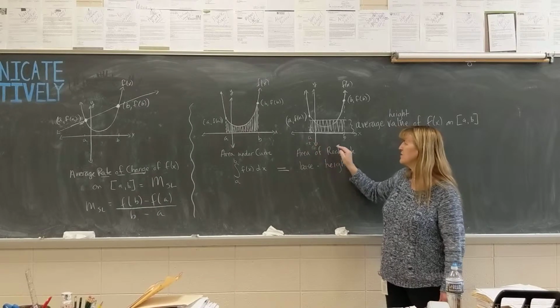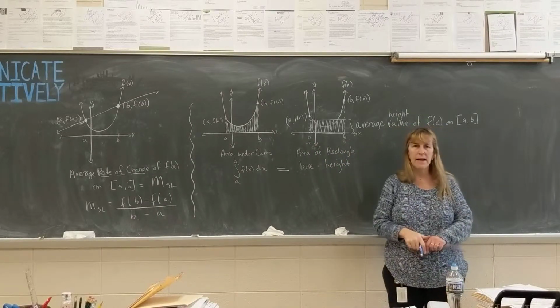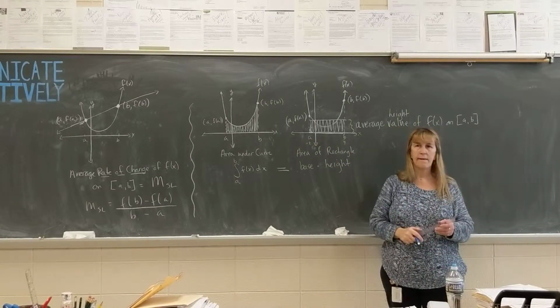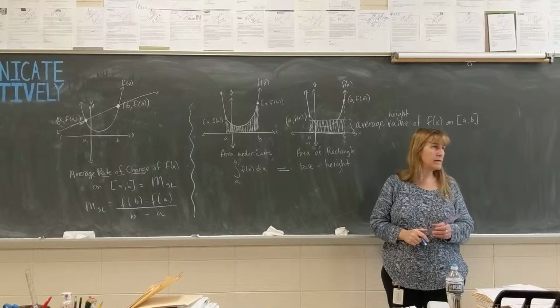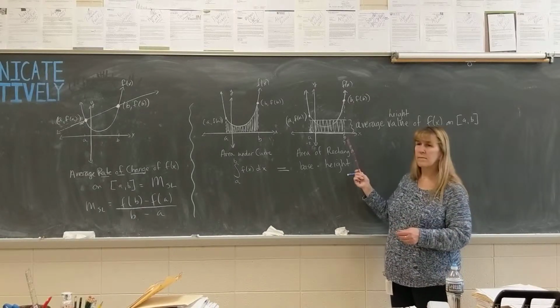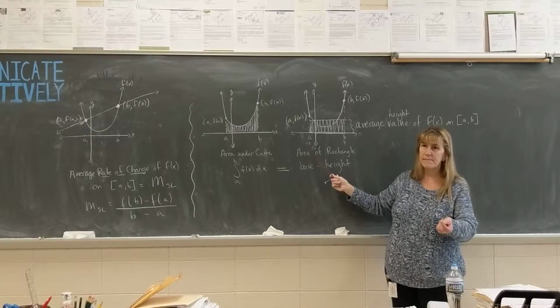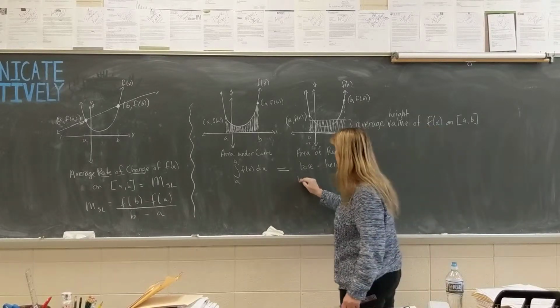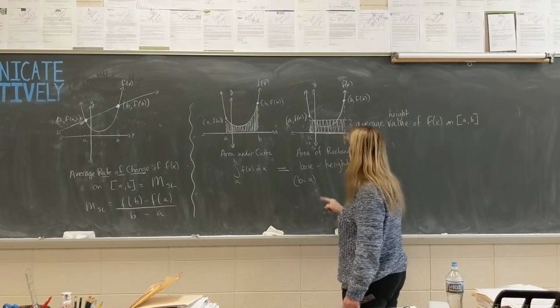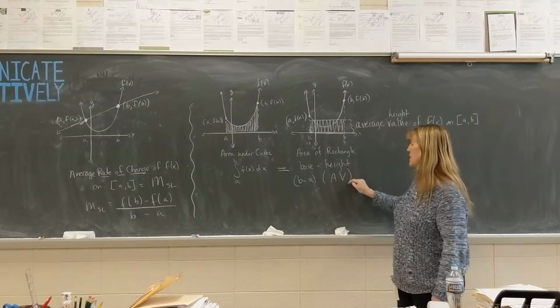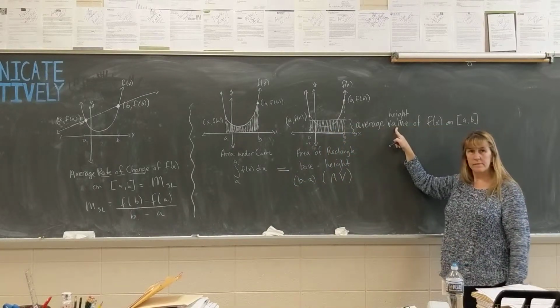What if this was -2 and this was 7? You said that would be 9. How do I represent that as a formula? B minus A. Okay? 7 minus -2 turns into 7 plus 2, which makes 9. Okay. So this is B minus A, my base, and the height is my average value.